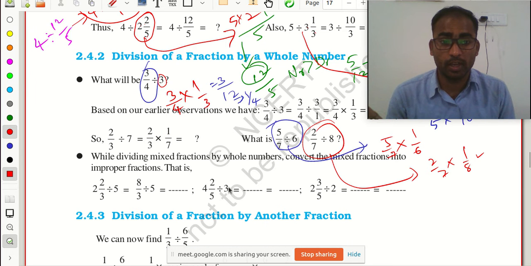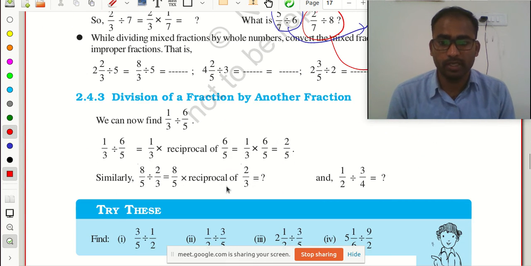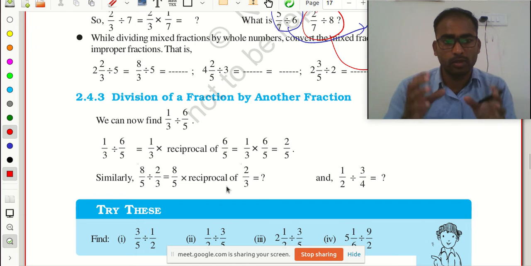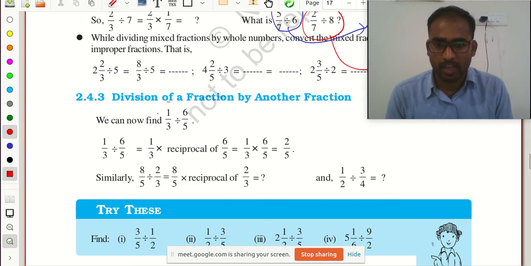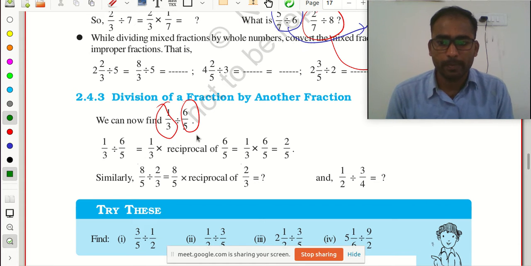Now we have learned about the division of a fraction by a whole number. Now we will learn about when both are fractions. Then what happens, that we will see. Here I have one fraction, here another fraction. Then what is the value of this one? Same, 1 by 3. This division will be a multiplication with the reciprocal of 6 by 5, which is 5 by 6.